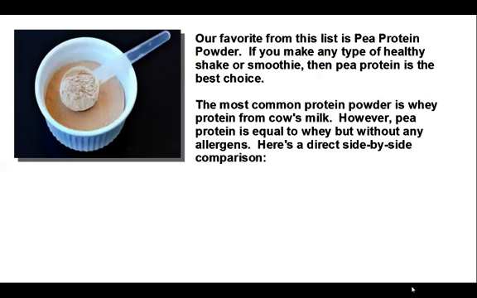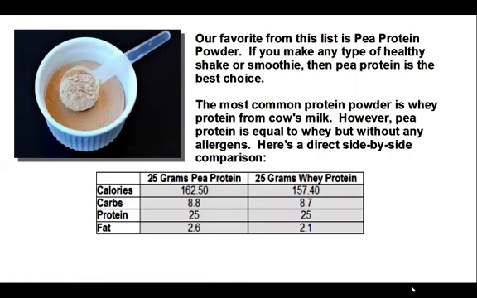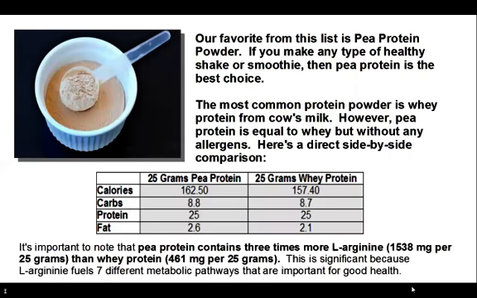The most common protein powder is whey protein from cow's milk. However, pea protein is equal to whey, but without any allergens. Here's a direct side-by-side comparison. And it's important to note that pea protein contains 3 times the amount of L-arginine than whey protein. Now, this is significant because L-arginine fuels 7 different metabolic pathways that are important to good health.